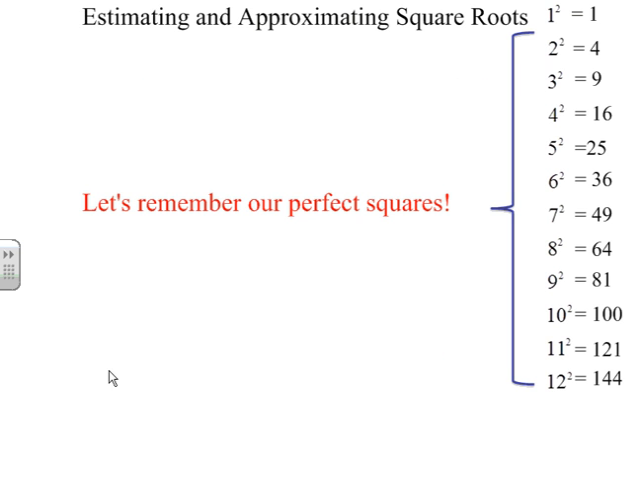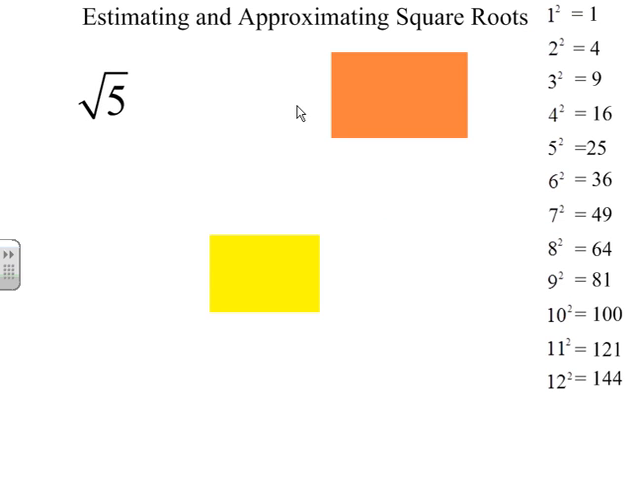So let's remember our perfect squares. We know that 1 squared is 1, and 2 squared is 4, and 3 squared is 9, and so on. And we're going to use these to help us to approximate square roots. We're first going to work with the square root of 5.